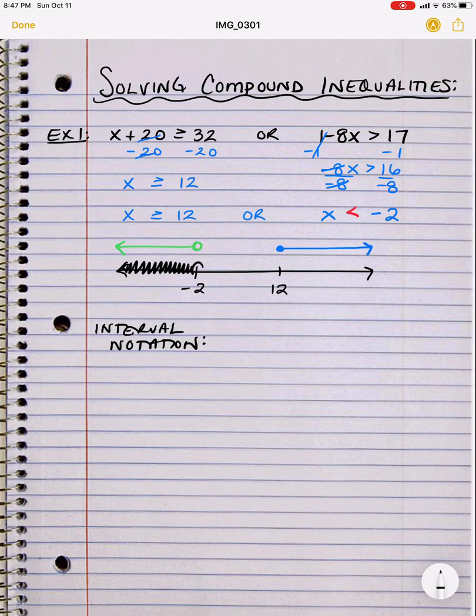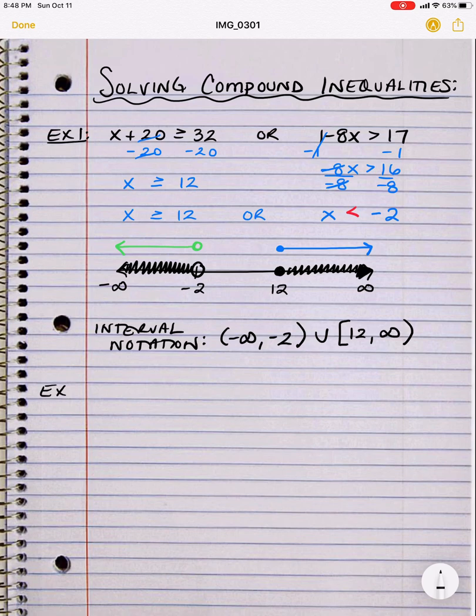So these are my two sections, okay? As opposed to the and inequality where we shade the overlap. And so our solution is going to be negative infinity to negative 2 with a parenthesis. And again, that parenthesis because of the open circle. Union bracket 12 to infinity. Okay? So again, we always write our interval notations in order from the left side over to the right side, the same way we would go across the page and read a book.